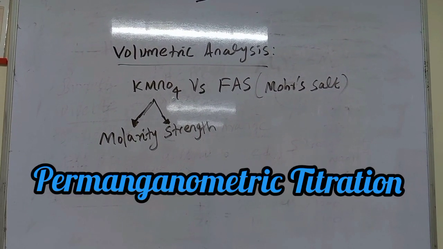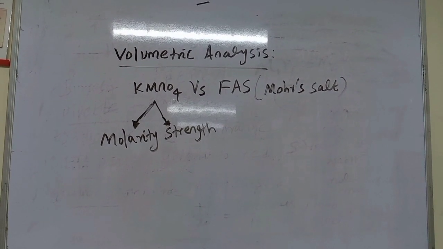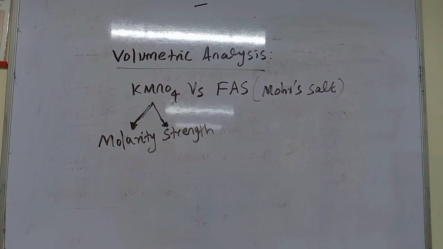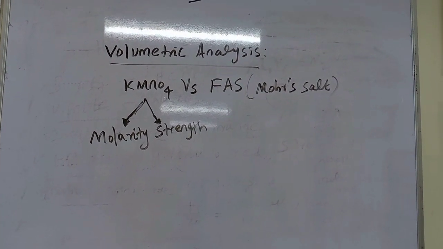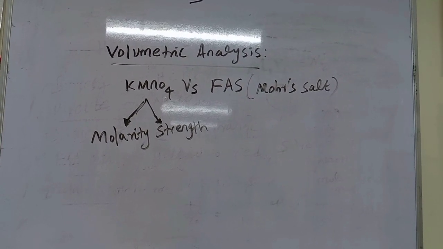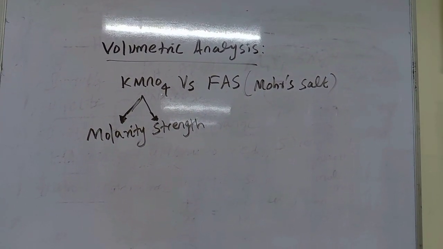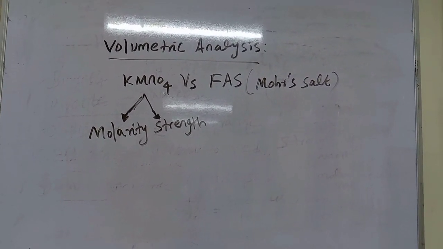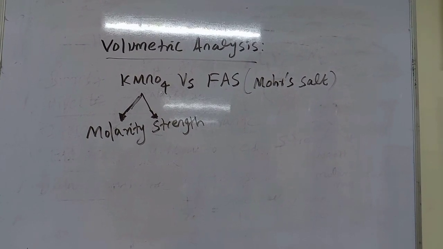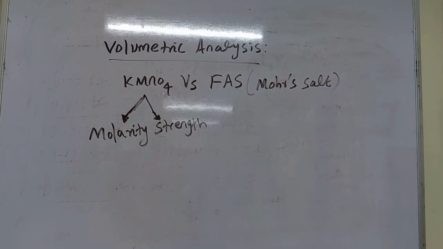In this section, we are going to discuss Permanganometric Titration, KMnO4 versus FAS, ferrous ammonium sulfate. The other name of ferrous ammonium sulfate is Mohr's salt. By this titration, we are going to find the molarity and the strength of KMnO4. This experiment we can divide into two parts. In the first part, we are going to prepare the standard ferrous ammonium sulfate solution. Using the standard ferrous ammonium sulfate solution, we are going to find the molarity and the strength of KMnO4.